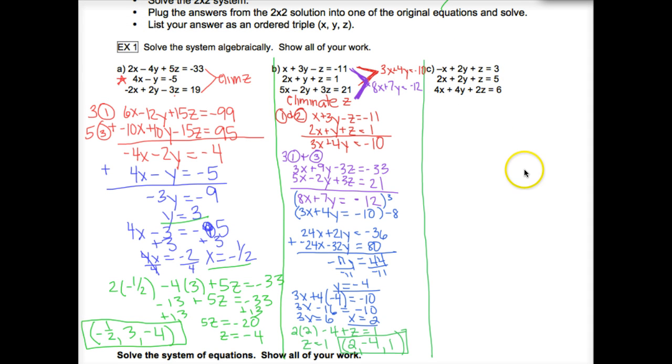Last one, C. So again, I've got all three variables in all three equations. So I'm going to look at it and decide what my best course of action might be in order to eliminate one of the variables.